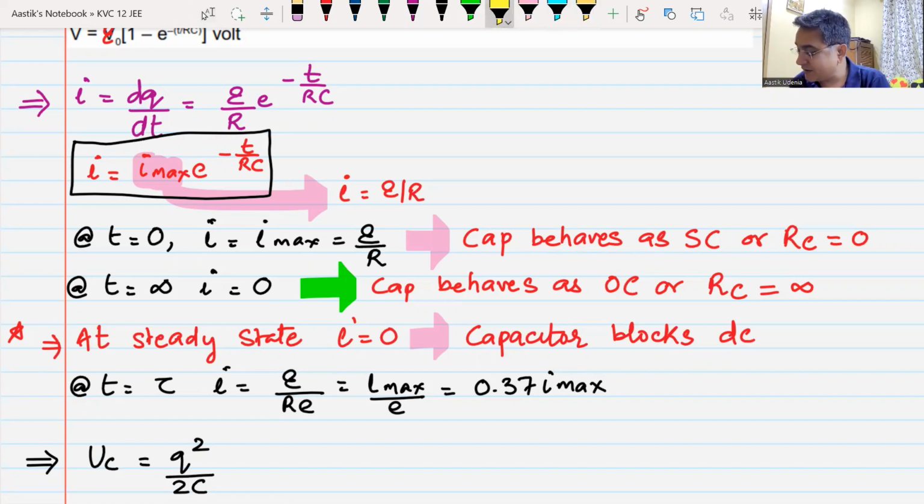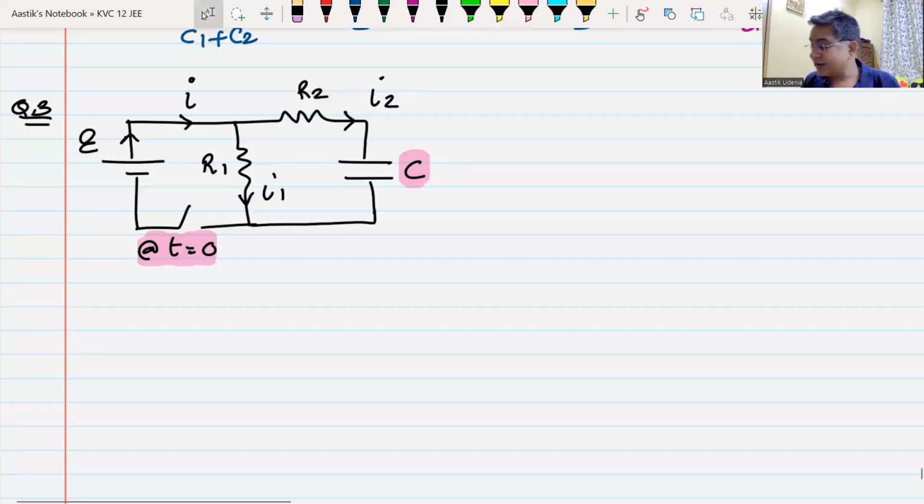Let me repeat the same thing again. At time t is equal to 0, capacitor behaves as a short circuit. It behaves as if it is not present in the circuit at all. That is what you had to remember. Coming back to the question now. At time t is equal to 0, capacitor behaves as a short circuit. It behaves as if it is not present in the circuit.